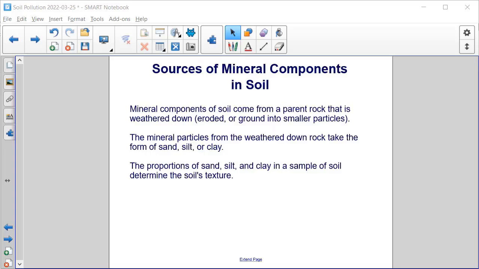Sources of mineral components in soil. Mineral components of soil come from a parent rock that is weathered down, either eroded or ground into smaller particles. The mineral particles from the weathered down rock take the form of sand, silt, or clay. The properties of sand, silt, and clay in a sample of soil determine the soil's texture.